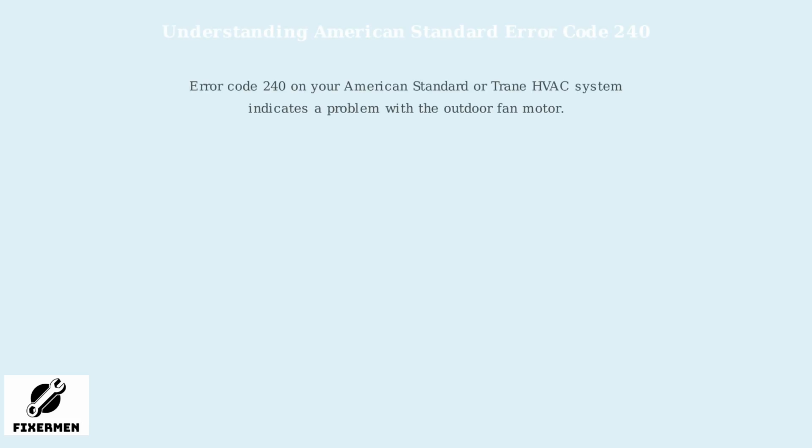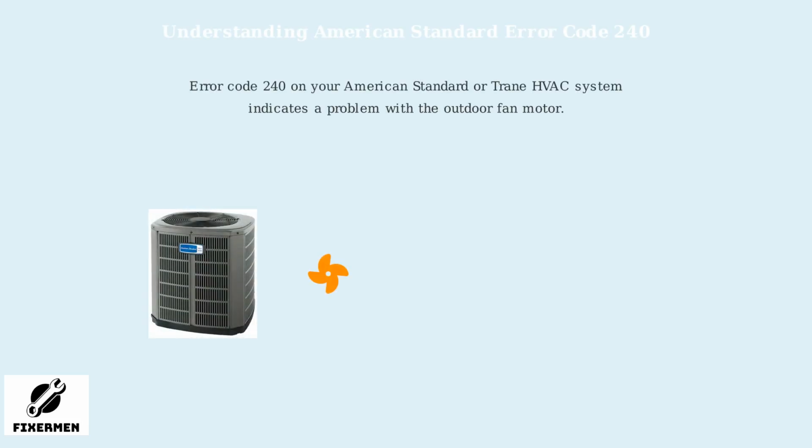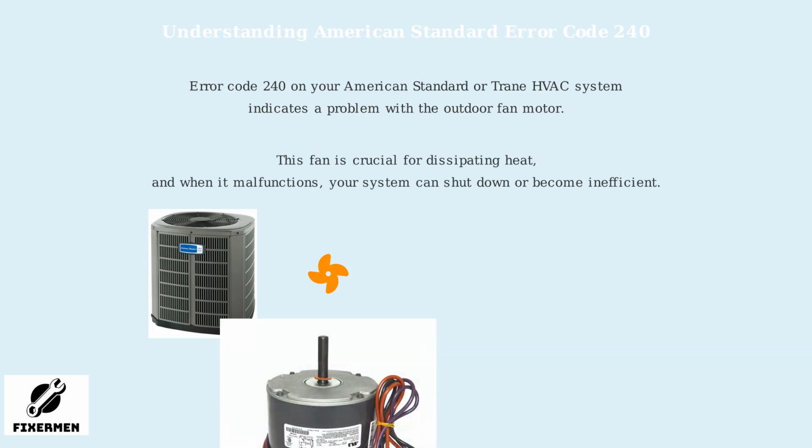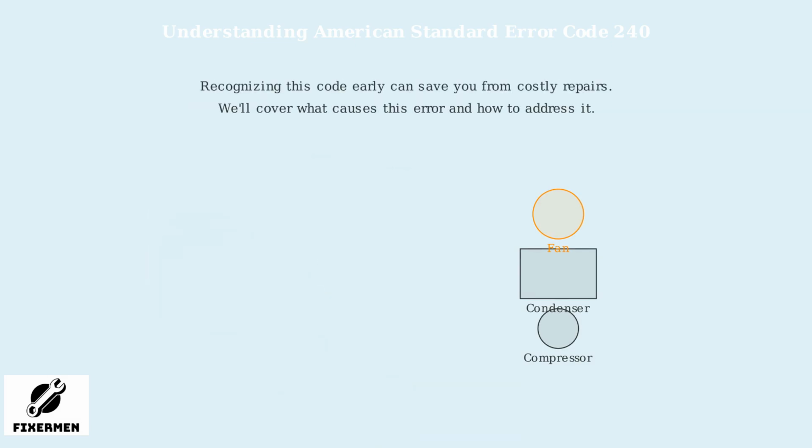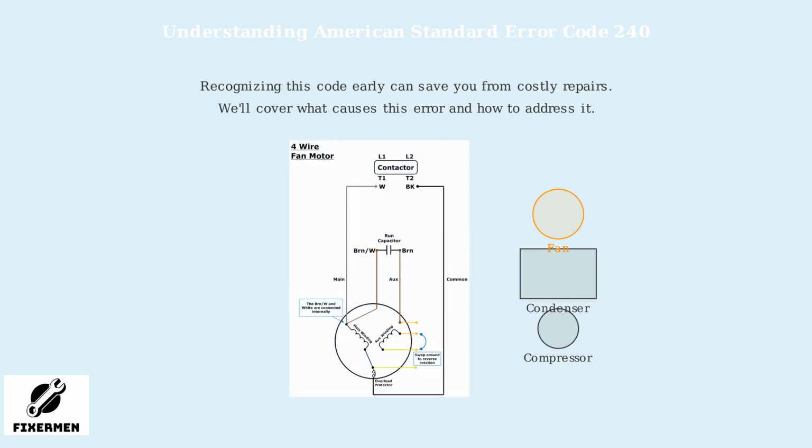Error code 240 on your American Standard or Trane HVAC system indicates a problem with the outdoor fan motor. This fan is crucial for dissipating heat, and when it malfunctions, your system can shut down or become inefficient. This code is a guardian error, preventing major breakdowns by alerting you to a fan issue before compressor damage occurs. Recognizing this code early can save you from costly repairs. We'll cover what causes this error and how to address it.